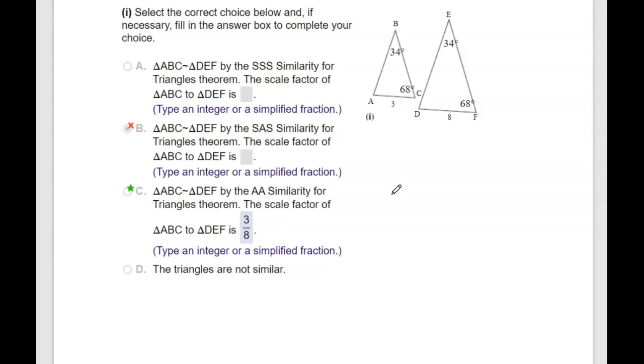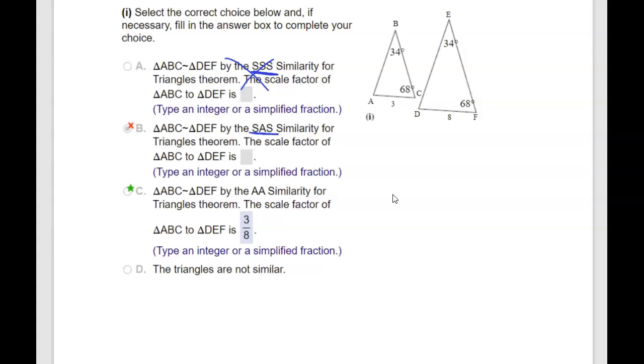Now we have to look at these figures. Looking at these figures, there are some things that we can look through these items and immediately eliminate. So this one is saying that we have 3 sides that are congruent. Well, looking at my figures, it doesn't tell me that any of my sides are congruent. So I can mark this one out.